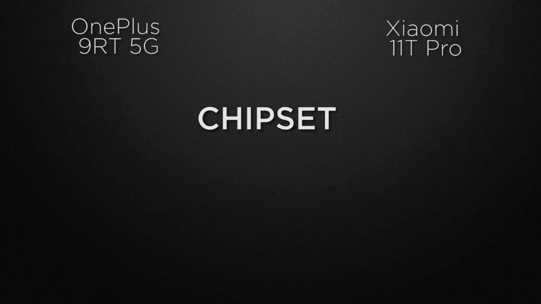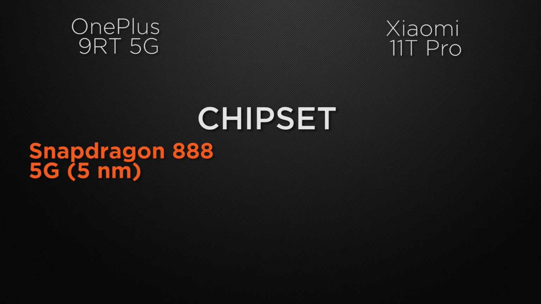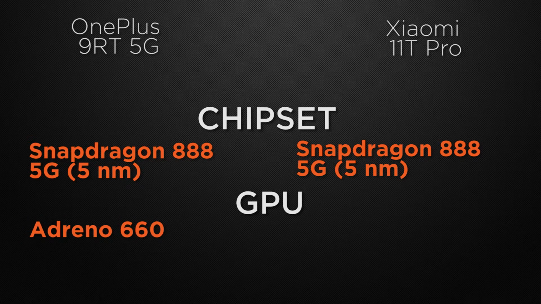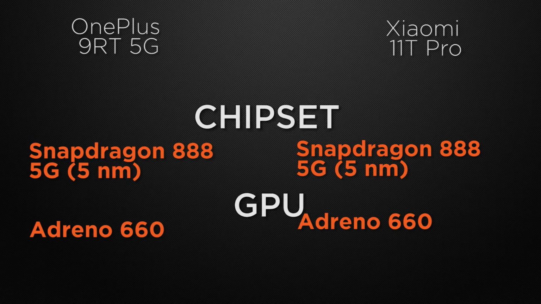Let's talk about the processor of the devices. 9RT is powered by Snapdragon 888 5G based on 6nm processor, whereas 11T Pro is powered by Snapdragon 888 5G based on 6nm processor. So in this case, both of the devices have the same processor, so it's a tie. And about the GPU of the devices, 9RT is packed with Adreno 660, whereas 11T Pro is also packed with Adreno 660. So again, it's a tie because both of the devices have the same GPU.